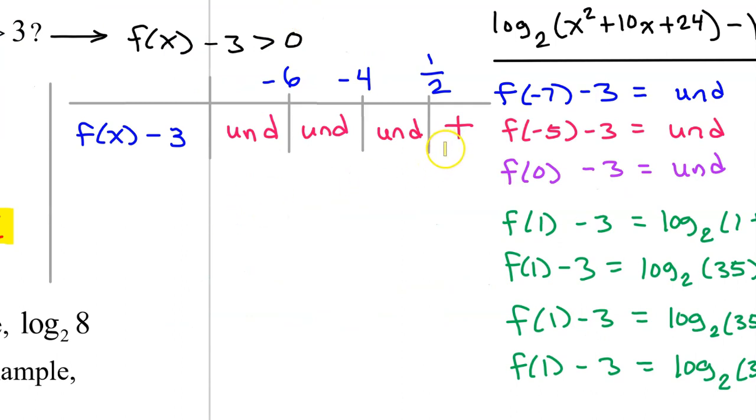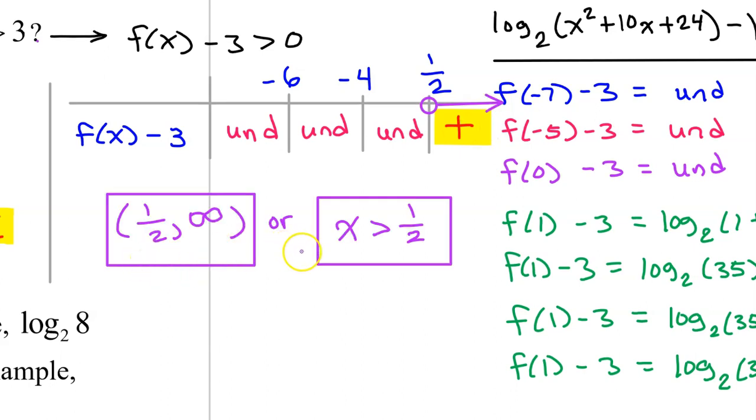Back to the sign chart. F of x minus 3 is positive in this last interval, and we are looking for where f of x minus 3 is greater than 0. So the solutions will be in this final interval. The final answer can either be written in interval notation as the interval from 1/2 to infinity, or as an inequality, x is greater than 1/2.